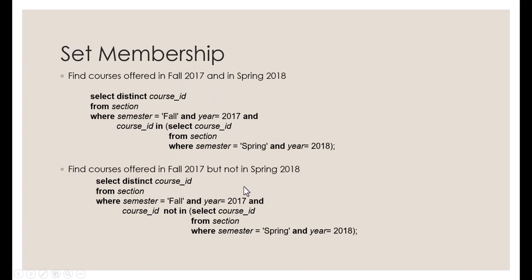Okay, so this one is exactly the same as the previous one, but here we're using not in. So select distinct course ID from section, and these are all the courses that are offered in fall of 2017. But then this course ID should not be in any of the courses that are offered in spring of 2018. So these are some keywords to look at: in and then not in, right? So this course ID should be in this list of course IDs that were returned by this subquery. This course ID should not be in any of the course IDs returned from this subquery. Okay, so this is set membership.